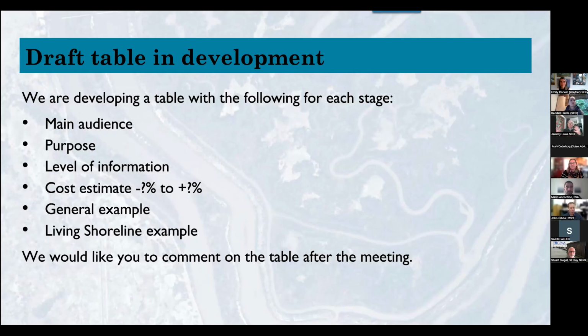So this large table, which we're going to share with you after this meeting with the notes, and we welcome your input and comments.